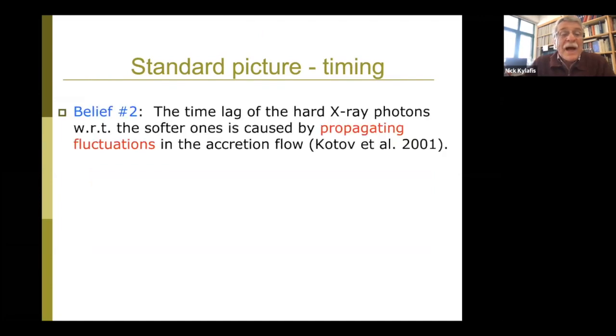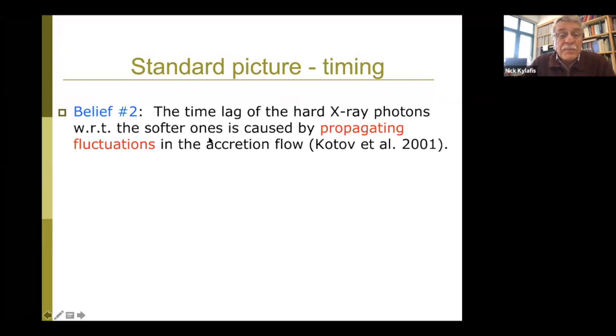Now, regarding timing, the strong belief number 2 says the following. The time lag of the hard X-ray photons with respect to the softer ones, consider, for example, 10 to 20 keV, and soft, consider 3 to 5 keV or something like that. The time lag of the hard photons with respect to softer ones is caused by propagating fluctuations in the accretion flow. We observe time lags of order of tens of milliseconds between hard X-ray photons and softer ones.